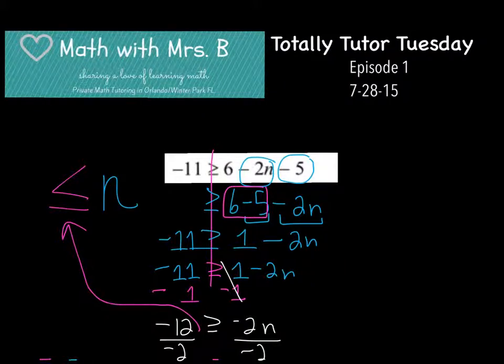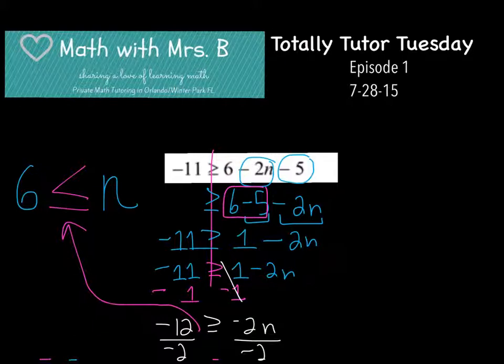And I end up with 6 on the left side because negative 12 divided by negative 2 is 6. Negative divided by negative is a positive. So there are all these rules that come back together to make this one problem happen.